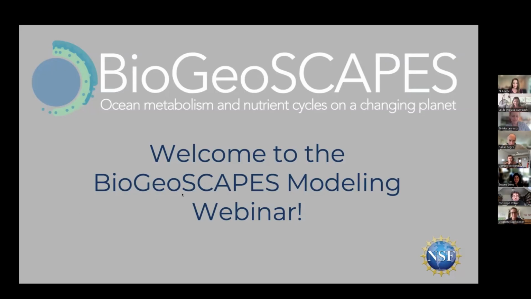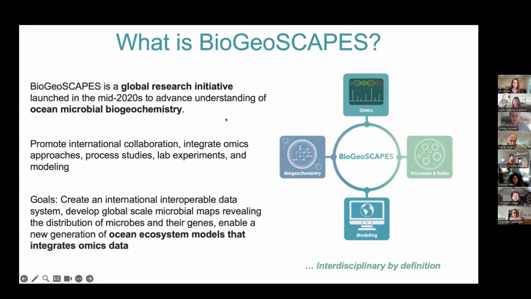And just to get everyone on the same page, what is BioGeoScapes? Well, it's this global initiative. It launched in the mid 2020s, and the aim is to advance our understanding of ocean microbial biogeochemistry. There are three main pillars of BioGeoScapes: states, mapping key ocean metabolisms over space and time; rates, mechanisms connecting microbial metabolisms and productivity to biogeochemical cycles; and fates, predicting interactions with environmental factors to provide risk and vulnerability assessments for key ocean metabolisms.